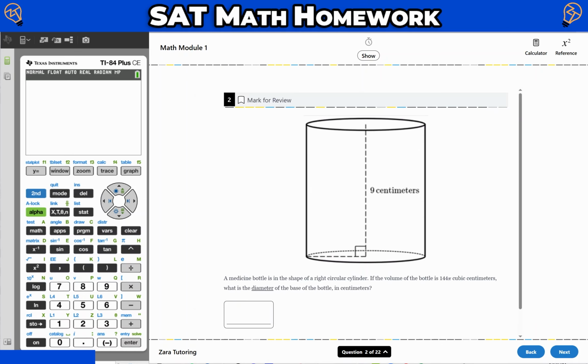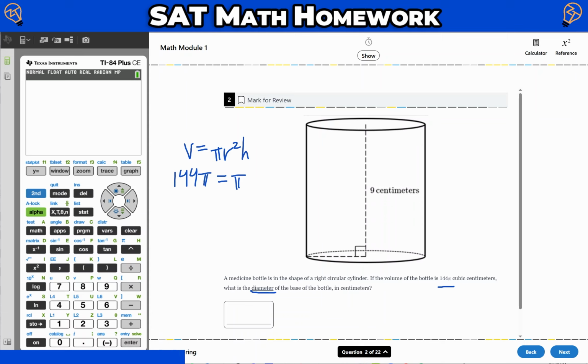So let's go ahead and write that out. I'll put it up here so we have some space to work with. So pi r squared h. And let's go ahead and fill in everything that we currently know so that we can find what we're looking for. So we know that the volume is 144 pi. So we'll go ahead and replace V with 144 pi. Pi is going to be rewritten here.